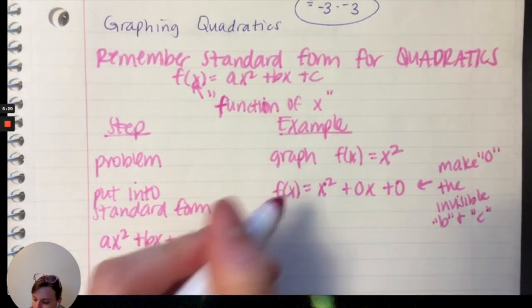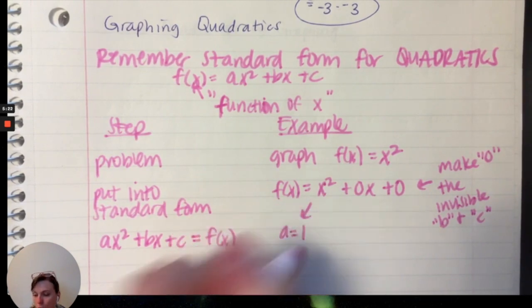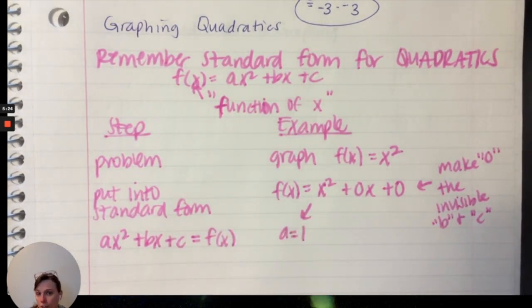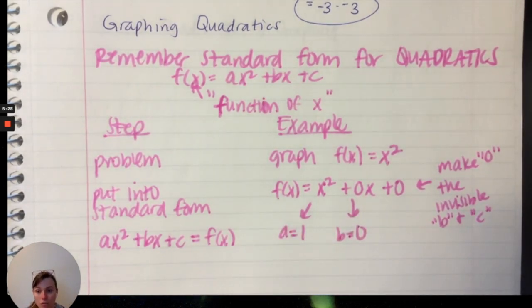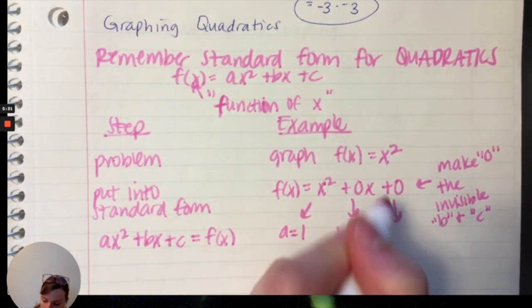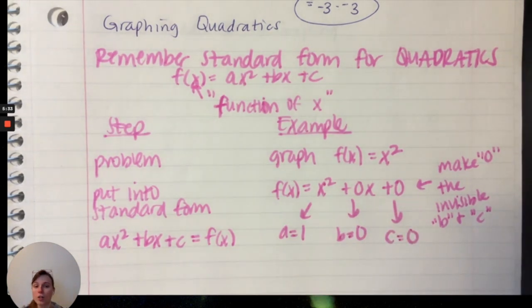All right, so this means that a is going to equal 1 because that's the coefficient of x squared. B is going to equal 0 because that's the coefficient of x. And c, my constant that has no variable, is going to be 0.